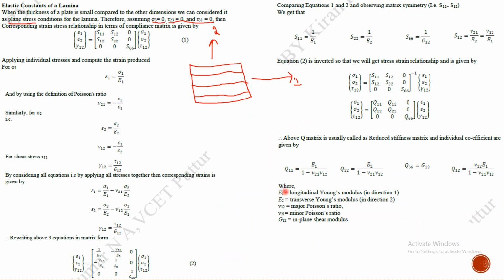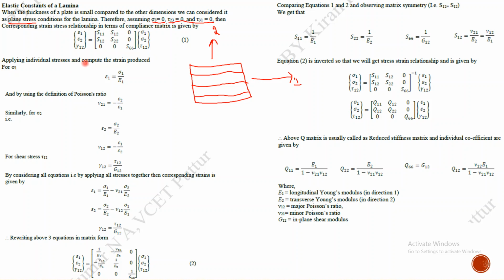Okay, so if I write this down in matrix form: epsilon 1, epsilon 2, gamma 12 equal to S11, S12, 0; S12, S22, 0; 0, 0, S66, multiplied by sigma 1, sigma 2, tau 12. Let us call this equation number 1.